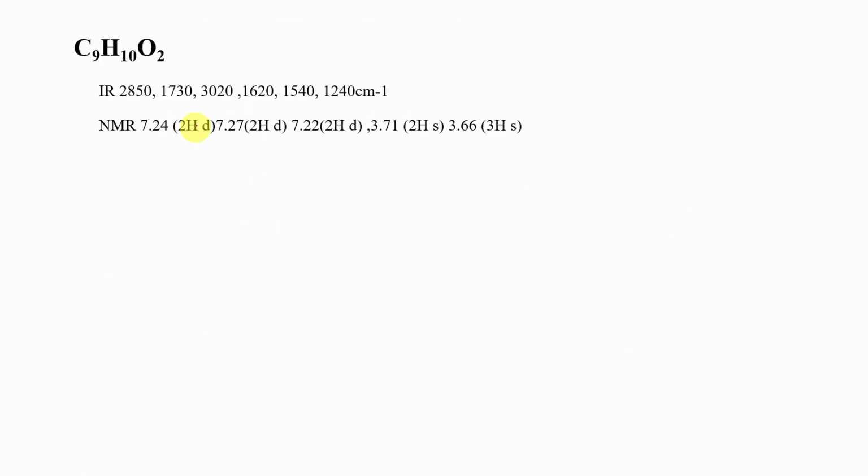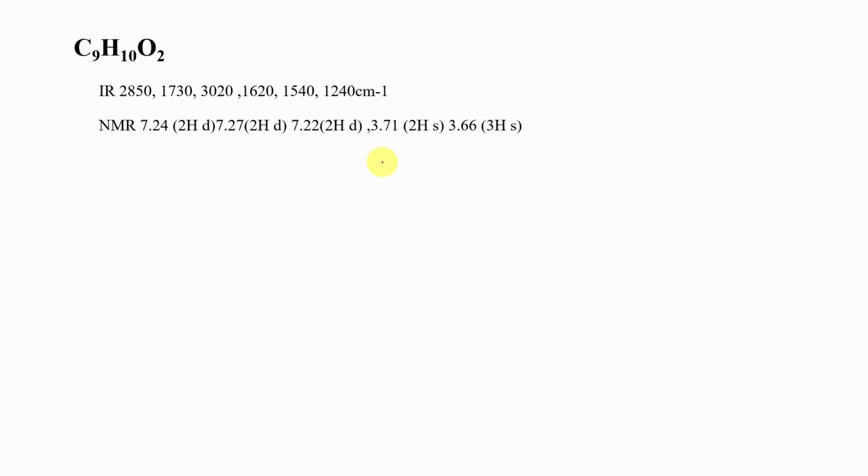Okay, then it is the last problem. A molecule with the molecular formula C9H10O2 gives these IR values 2850, 1730, 3020, 1620, 1540, and 1240 centimeter inverse. It gives the NMR values as 7.24 2 hydrogen doublet, 7.27 2 hydrogen doublet, 7.22 2 hydrogen doublet, 3.71 2 hydrogen singlet, 3.66 3 hydrogen singlet.